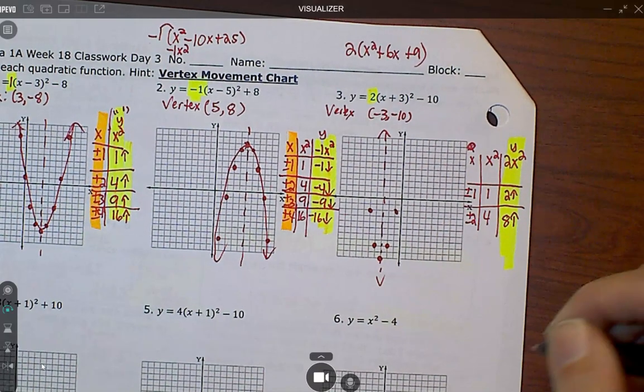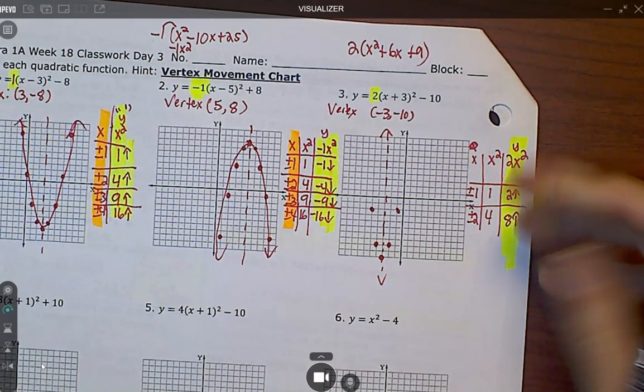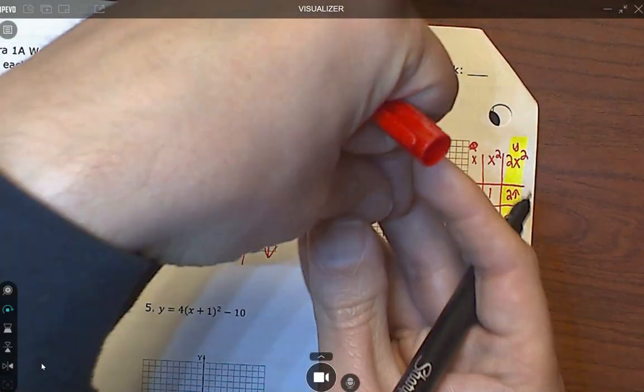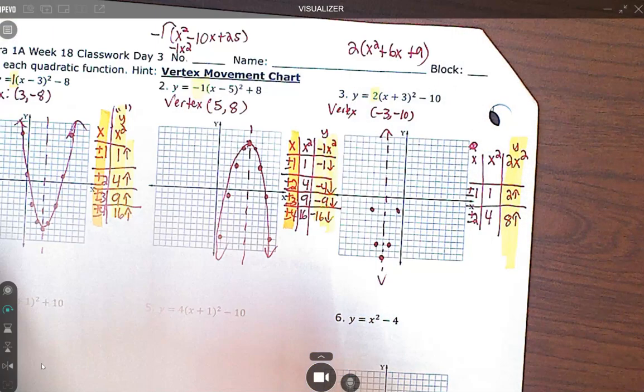It's doing what we call vertical stretch. We're taking the vertical axis and stretching it.